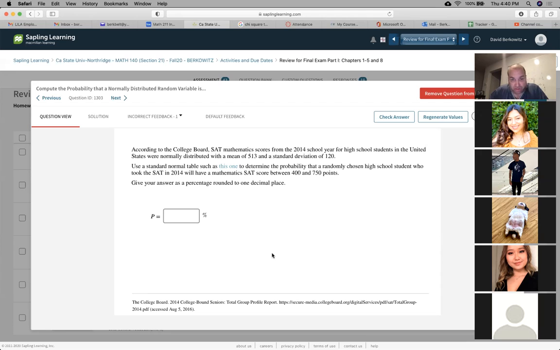Use a standard normal table such as this one to determine the probability that a randomly chosen high school student who took the SAT in 2014 will have a mathematics score between 400 and 750. Well, 400 is about there, and 750 is about there. So we are looking for the probability of being between 400 and 750, correct? Right, we want to know the likelihood of being in the shaded region. Do we agree? Yes. Okay, I love the confirmation from one person. So let's go to this one.